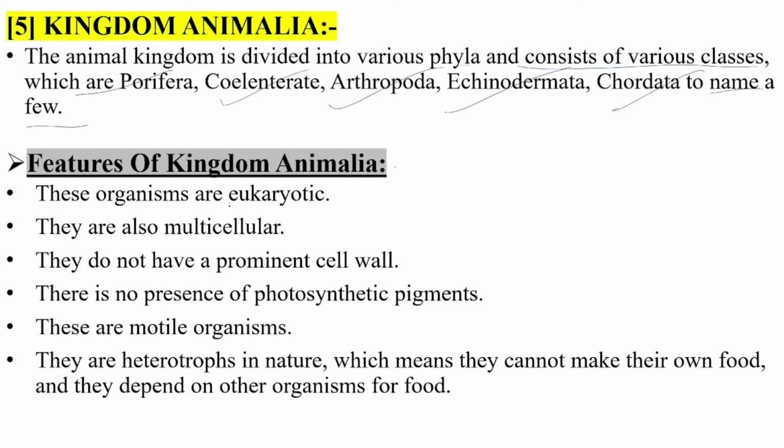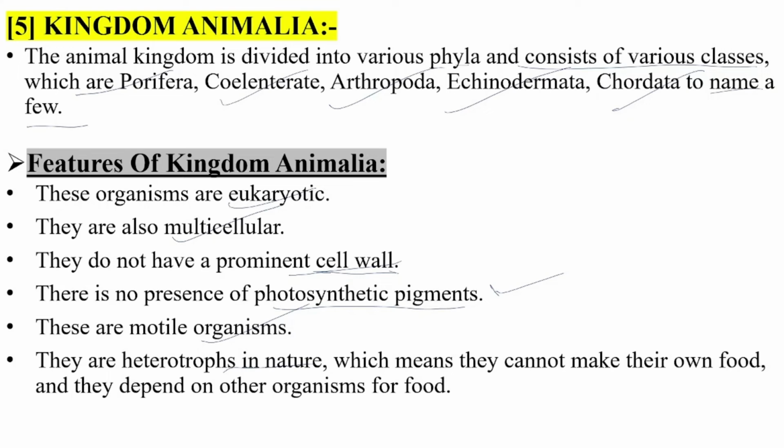These organisms are eukaryotic. They are also multicellular. They do not have a cell wall. Animals lack a cell wall. There is no presence of photosynthetic pigments because the animals are heterotrophs. They depend on others. They are motile organisms. Yes, we all can walk. We are under the kingdom Animalia.